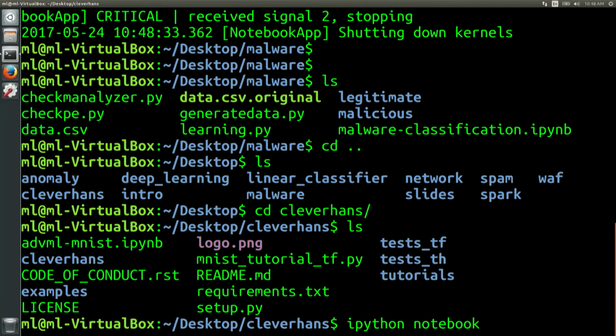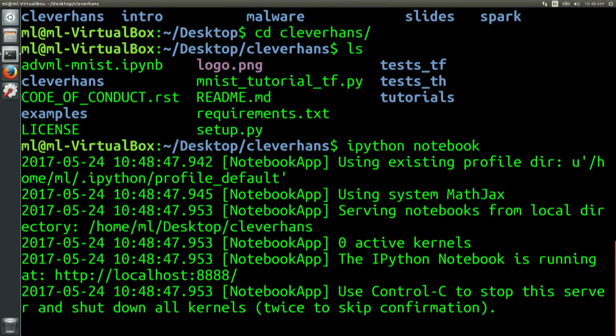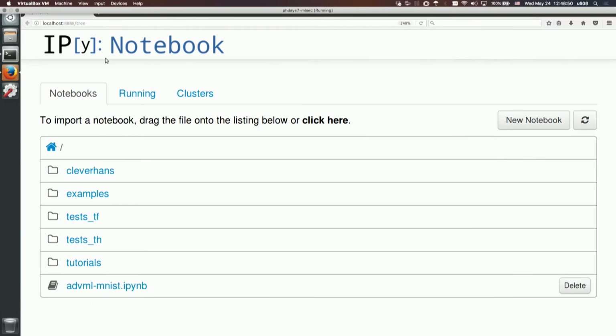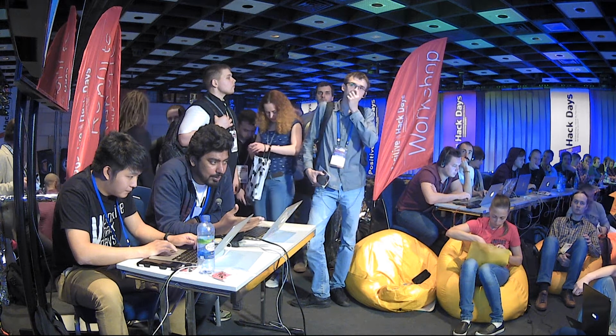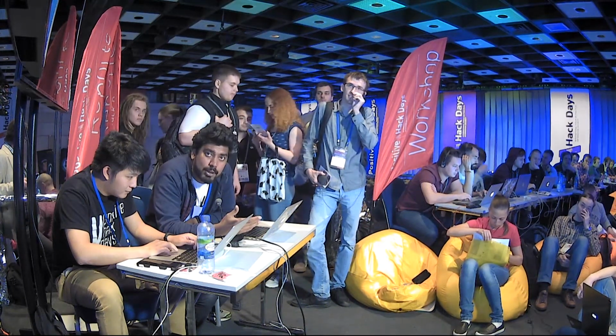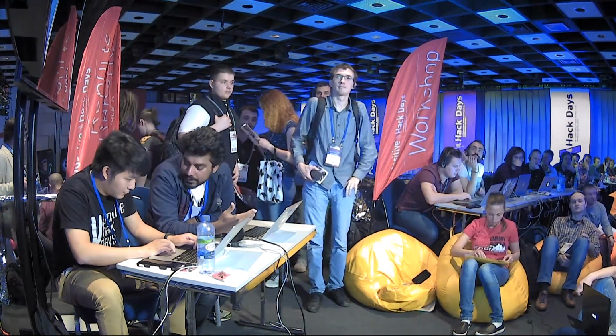CleverHans is a library that lets you create adversarial machine learning inputs. So that's what he's trying to demonstrate right now. This library is all set up in your virtual machine, so you can try it out by yourself. It takes a while to train, so I think this is pre-trained, right?